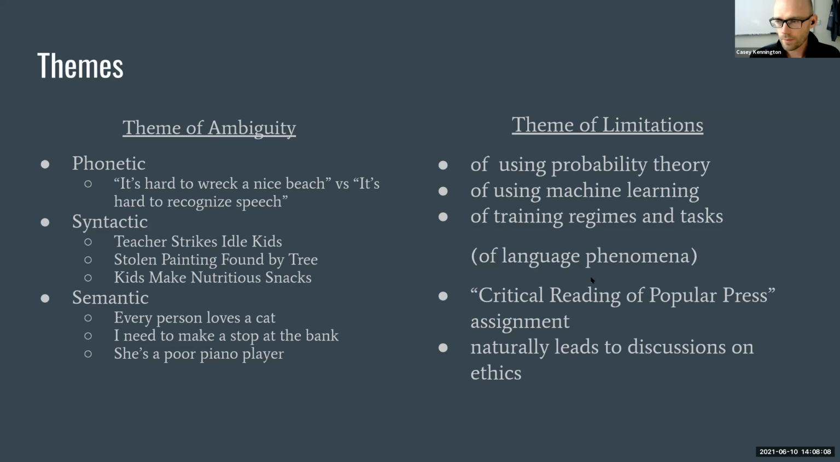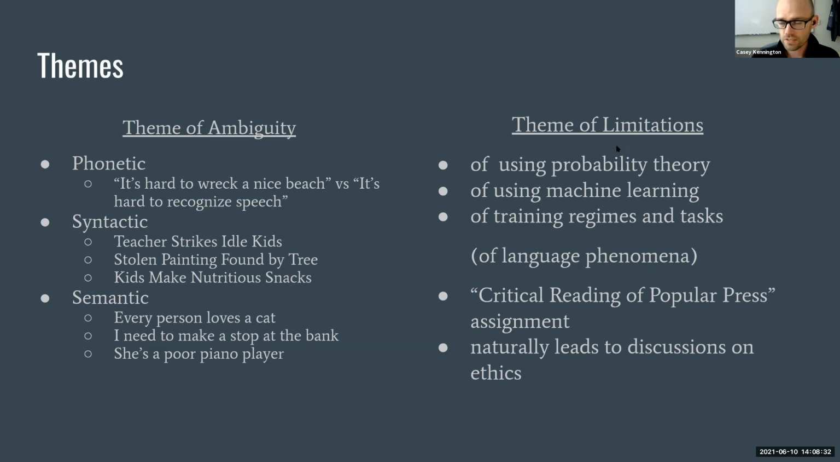And this is where an assignment that Emily Bender mentioned in the panel this morning, critical reading of popular press. I tried this out this last semester. It was really nice to showcase the theme of limitations. I had students look at popular press articles about kind of the latest and greatest research that's happening in NLP, and really look at them and find the limitations of what they were reporting on.